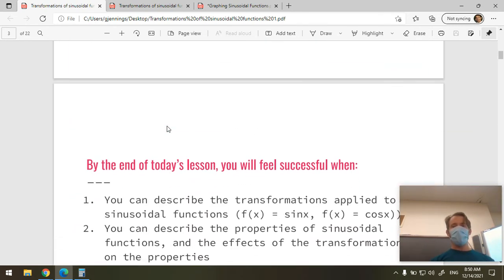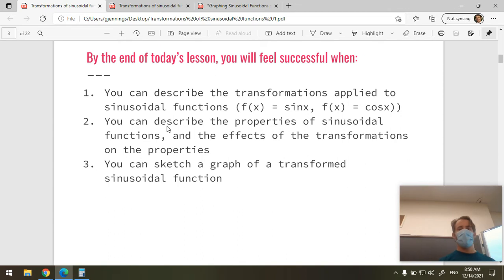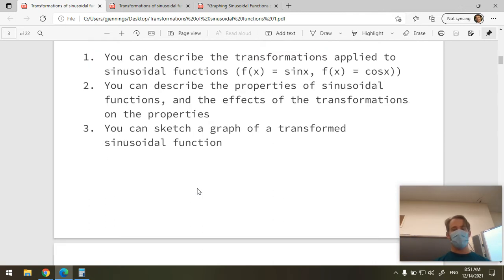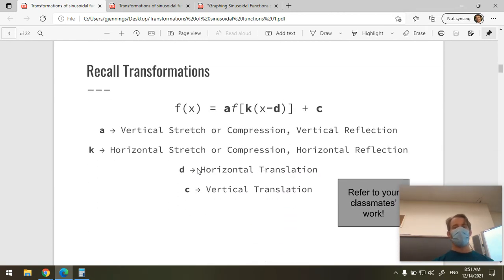So yeah, let's take a look at transformations of sinusoidal functions. We want to feel at the end of this lesson that we can take sine x or cos x and do transformations a, k, d, and c and transform this function in a variety of ways. We want to also be able to sketch the graphs of transformed sinusoidal functions. So we've graphed our parent functions in a quite detailed way using exact values from the unit circle. Now let's apply some transformations to these.